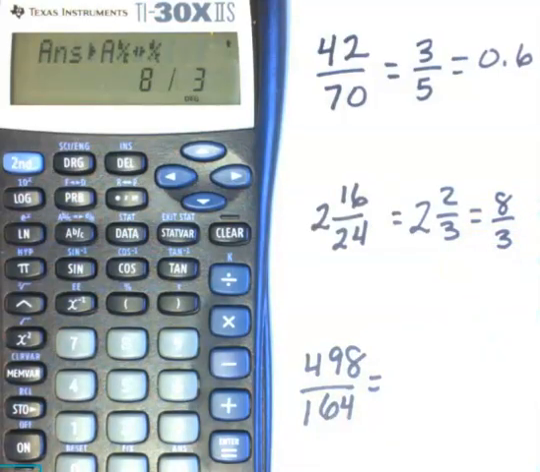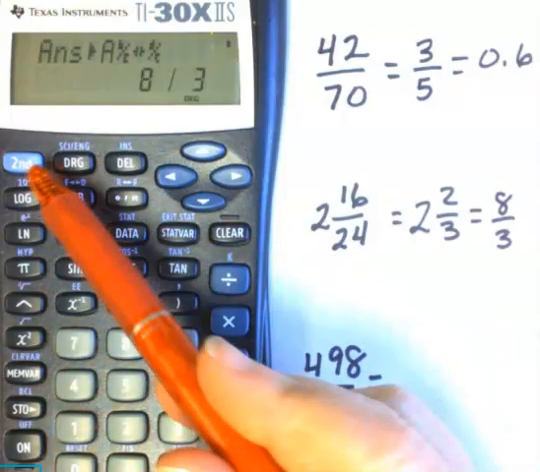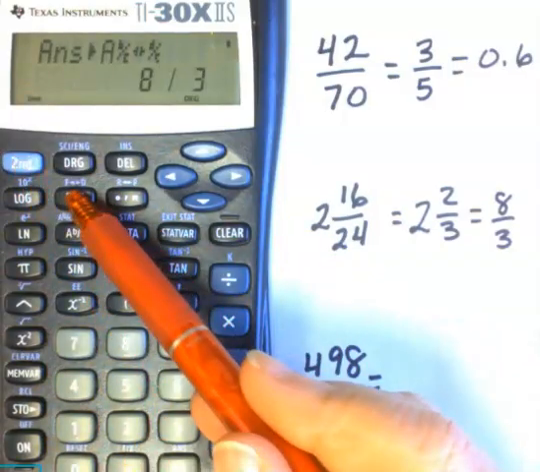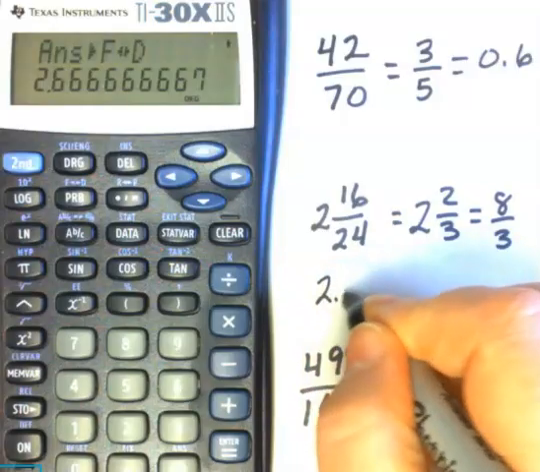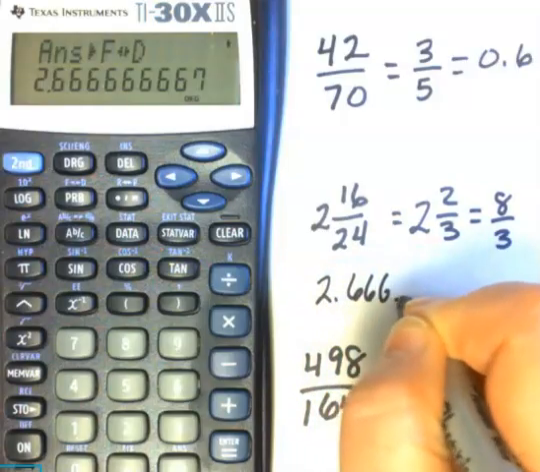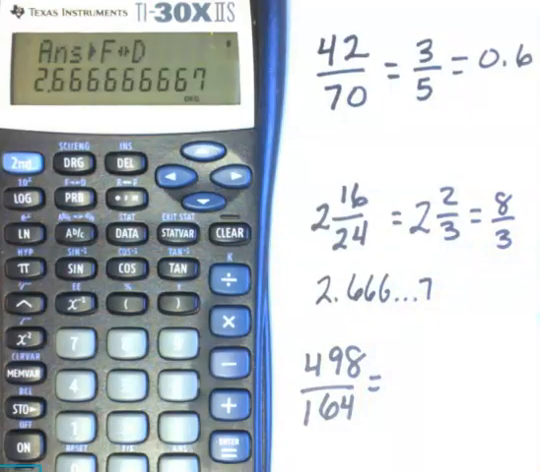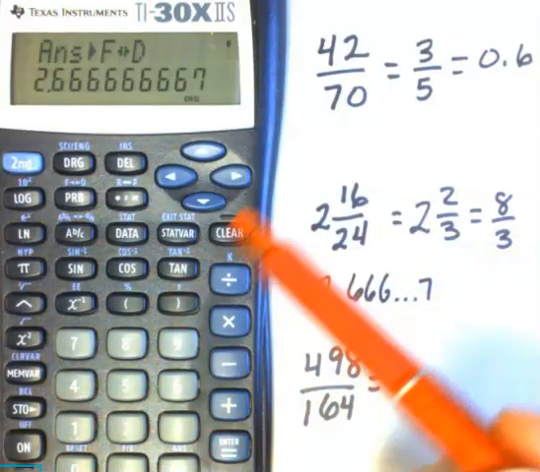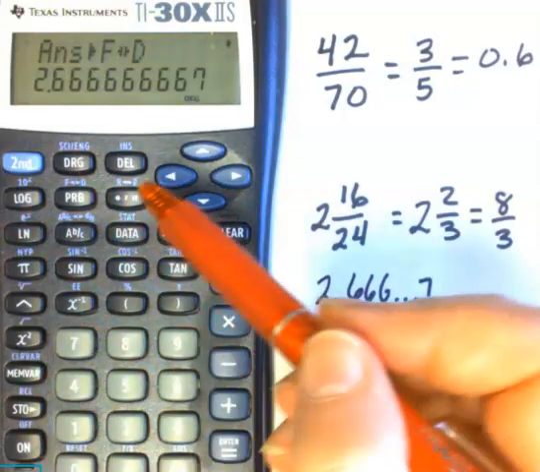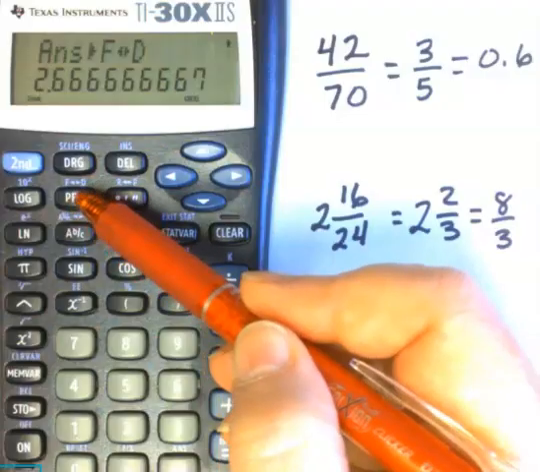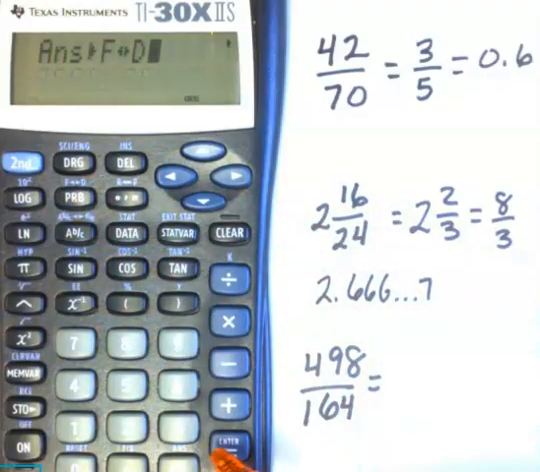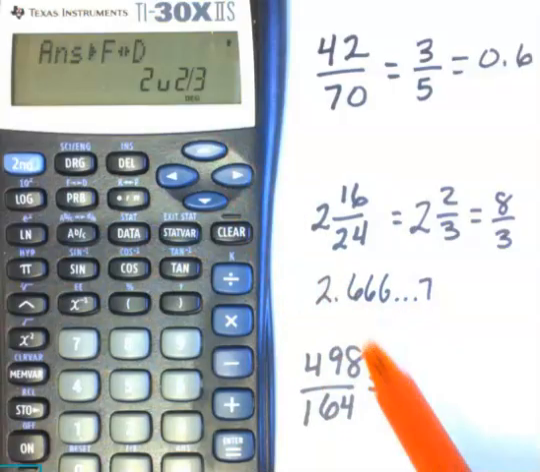Nice. And again, I can turn that into a decimal. Second function, decimal, fraction to decimal button. 2.66 repeating. And the calculator will even take that 2.666 repeating, and it will turn it back into a decimal. Or sorry, back into a fraction. So it goes from this to that mixed number version.